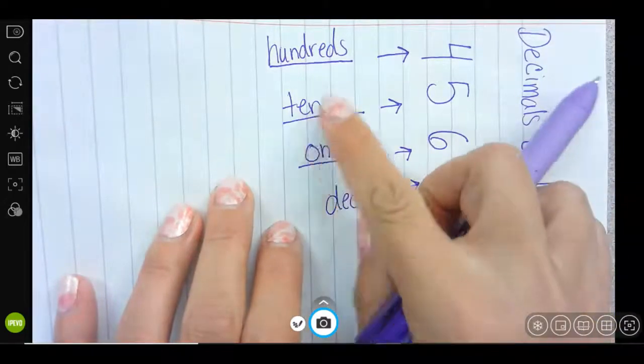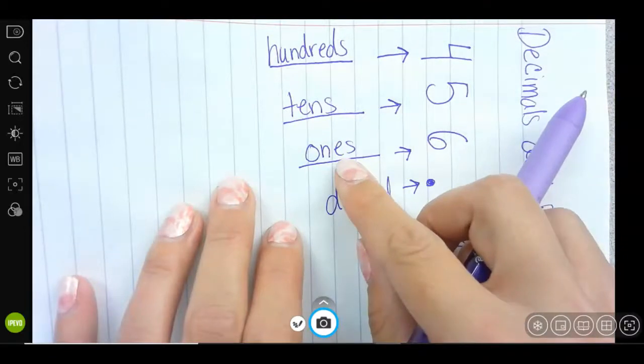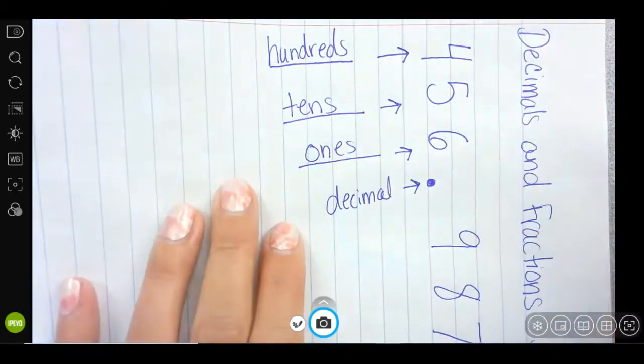You guys know that. That's 400. That 5 is in the tens place. The 6 is in the ones place, right? You guys all know that. So here's the new part that we're learning.